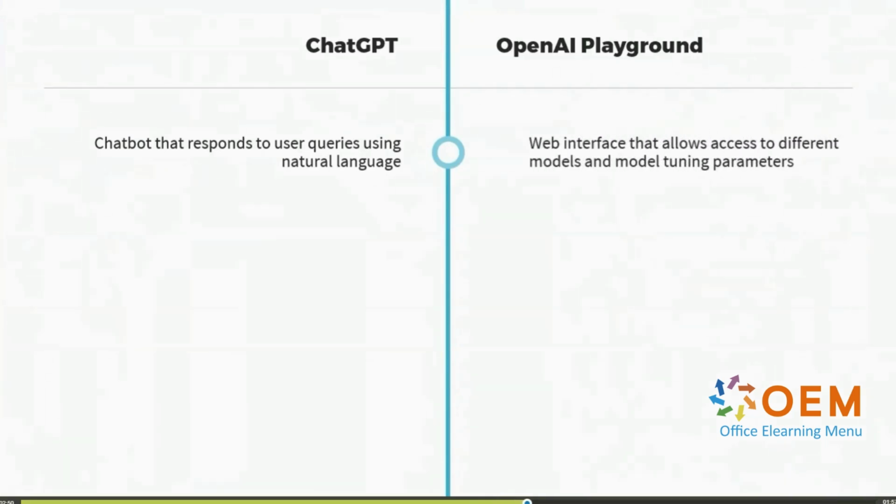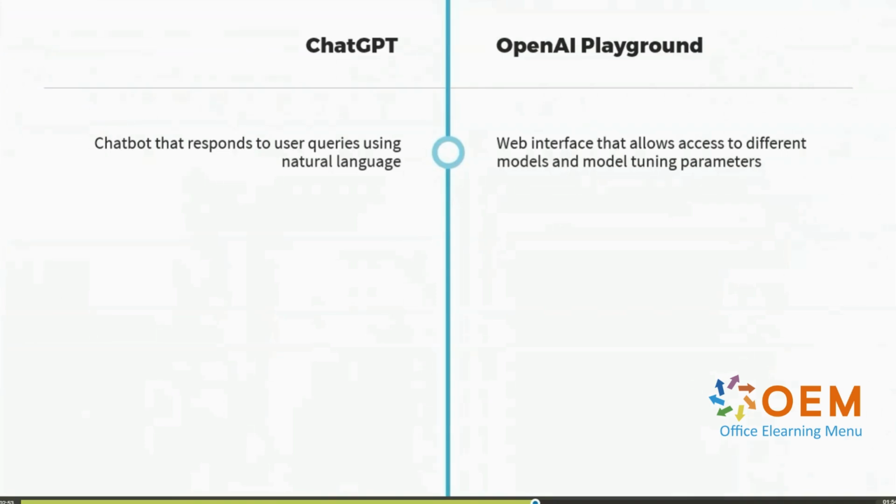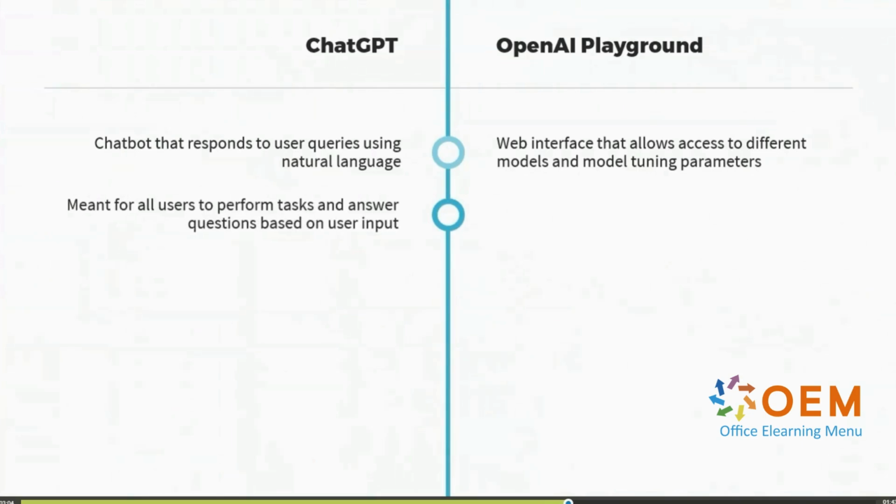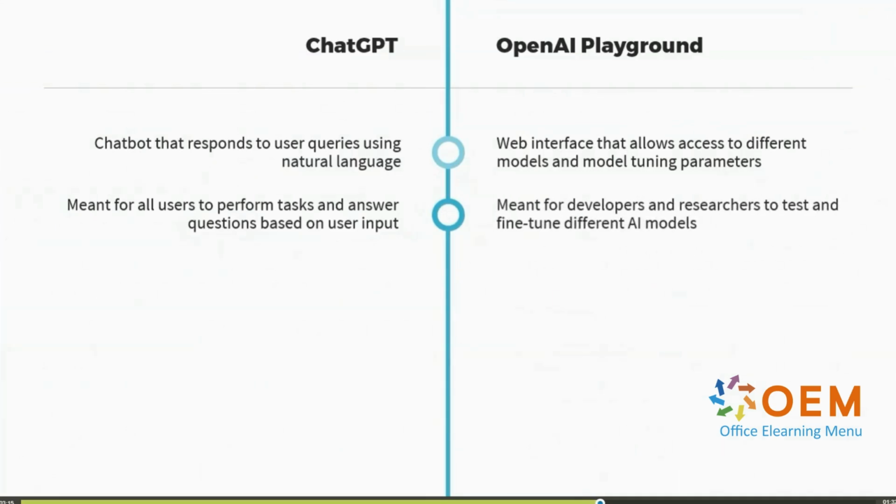The OpenAI Playground is a web interface that allows access to different models that OpenAI has to offer, in addition to tuning parameters for each of those models. The target audience for ChatGPT is essentially all users in the world. Anyone can use ChatGPT to perform tasks and answer questions based on user input. The target audience for the OpenAI Playground is developers and researchers who are interested in large language models, integrating these models in their application, and potentially working with OpenAI APIs. The Playground offers a way for researchers to test and fine tune different AI models.